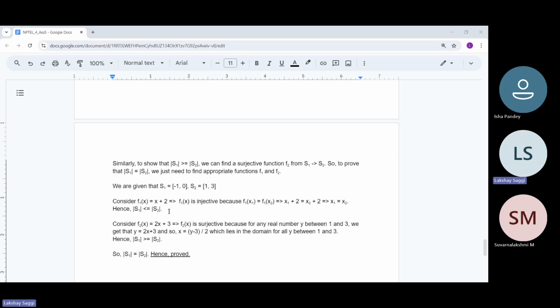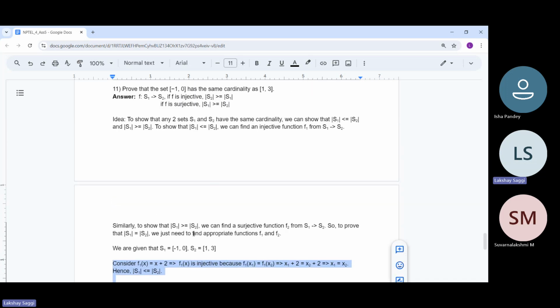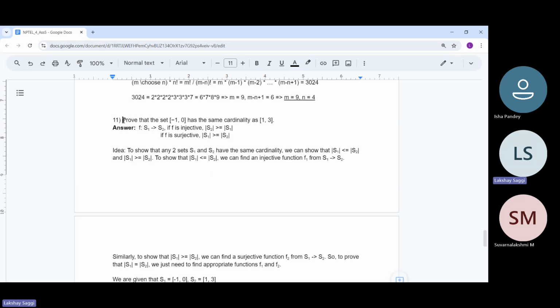Okay, so Suvarna is asking to explain this again. So Suvarna, I'll try to explain the high level idea first. Then we can come to the main thing. Whenever we have to show cardinality relations between two infinite sets, like here, this is an infinite set because the number of real numbers between -1 and 0 is infinite. Similarly, real numbers between 1 and 3 are infinite. When we have to compare their cardinalities, we do it using injective and surjective functions.